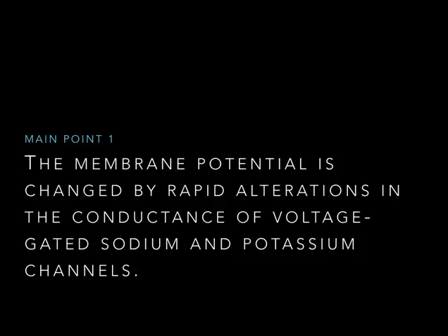So the way that we change the membrane potential in an action potential is by quickly changing the conductance of sodium and potassium through the membrane. So we have voltage-gated sodium and potassium channels that will open and close very rapidly to allow sodium and then potassium to permeate the membrane. We should remember that sodium and potassium have very different reversal potentials, and as such will alter the membrane potential in very different ways.